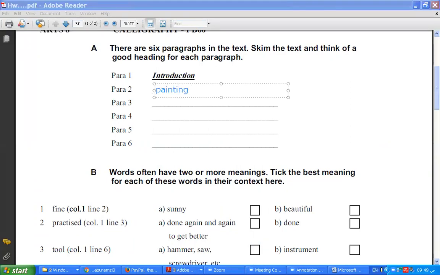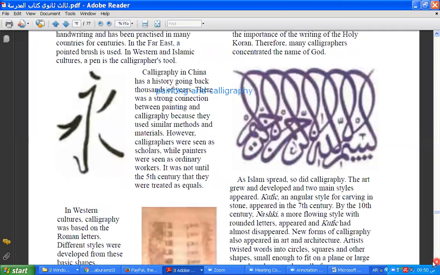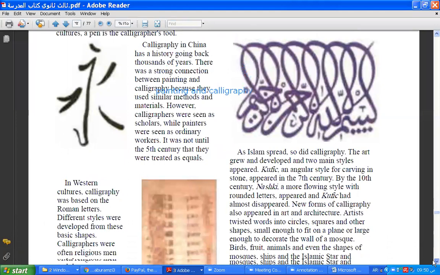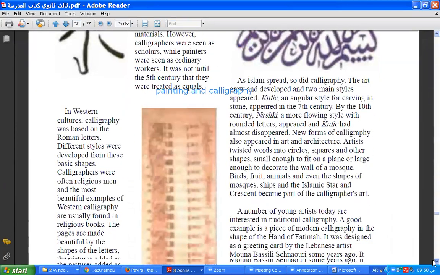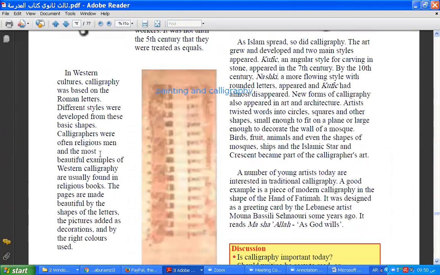Painting, it's like this, and make it calligraphy. Yes, correct. So the next paragraph, let's see what it tells us about this. Abdullah, we need to read this now, to choose a topic or a title for it.